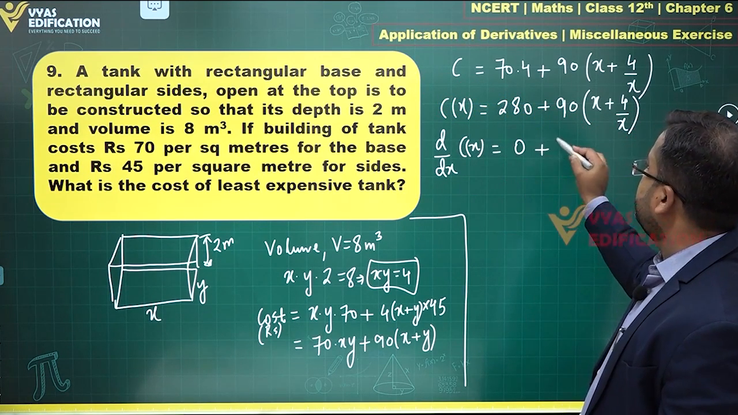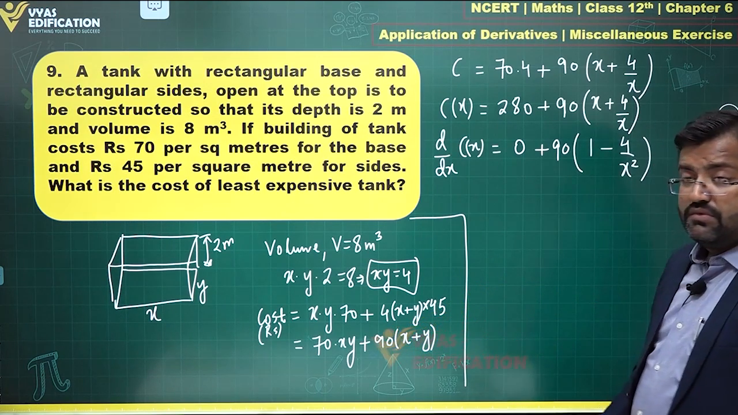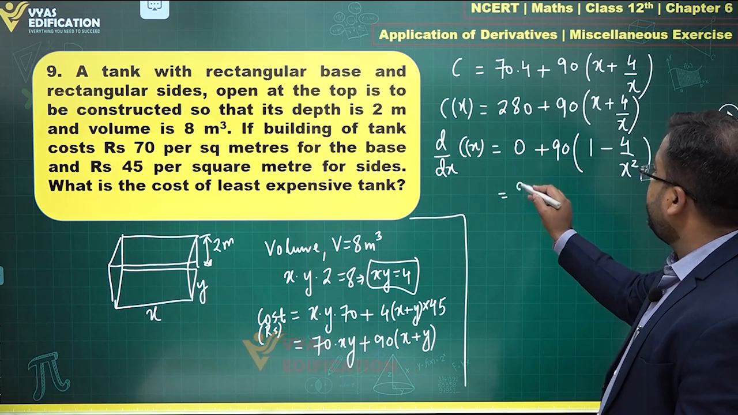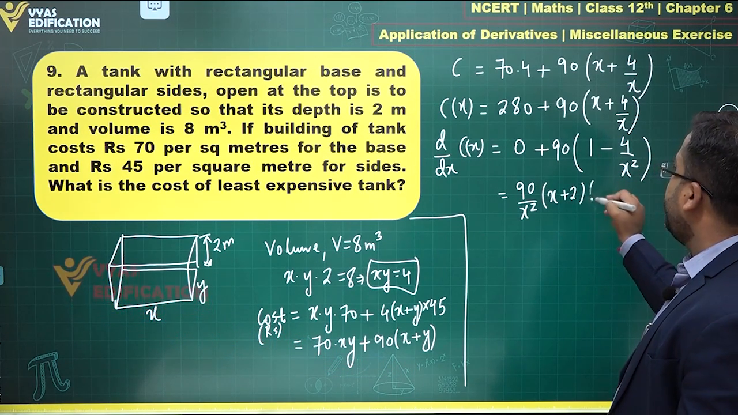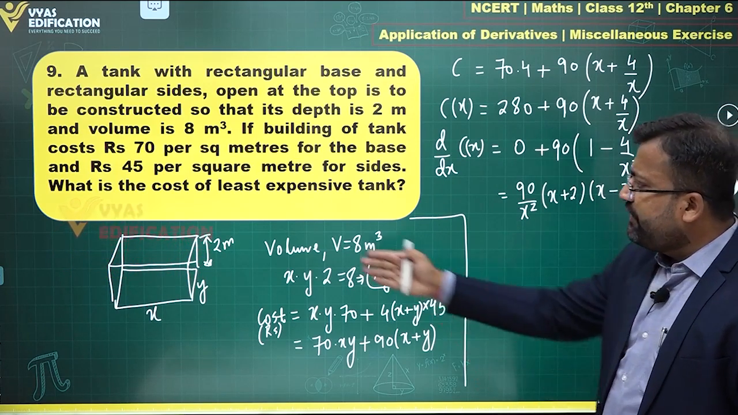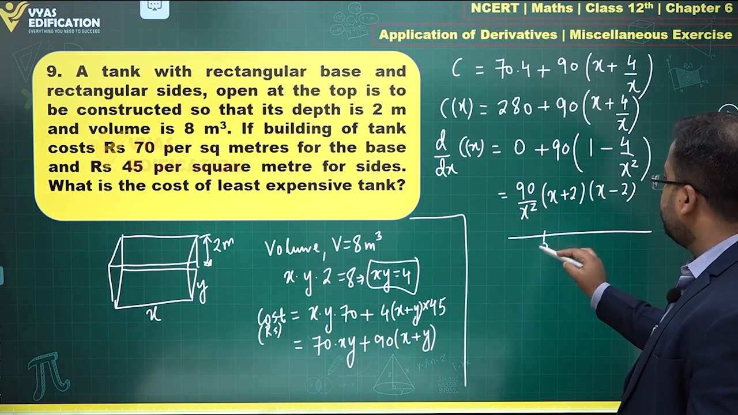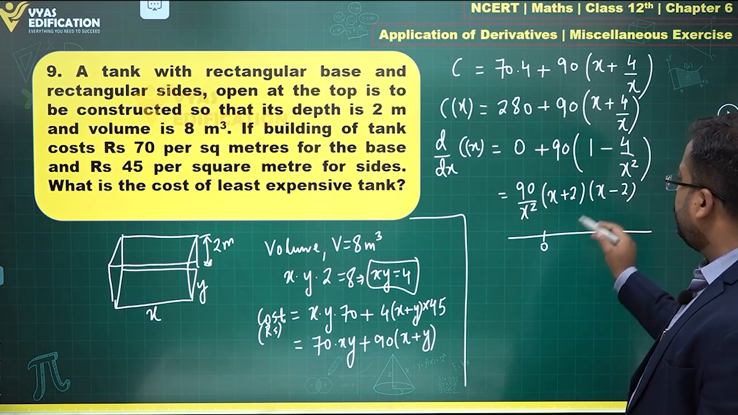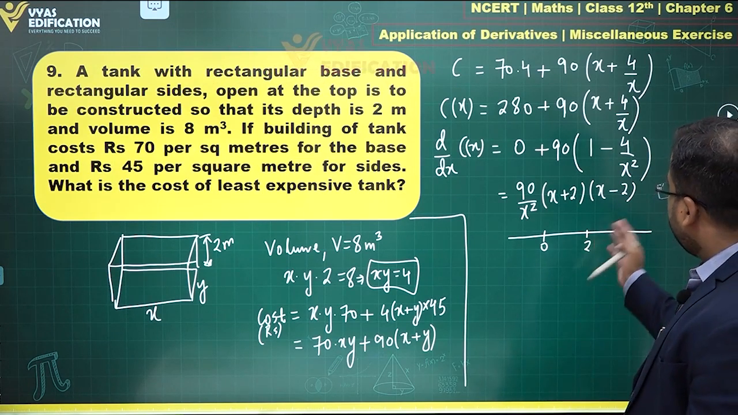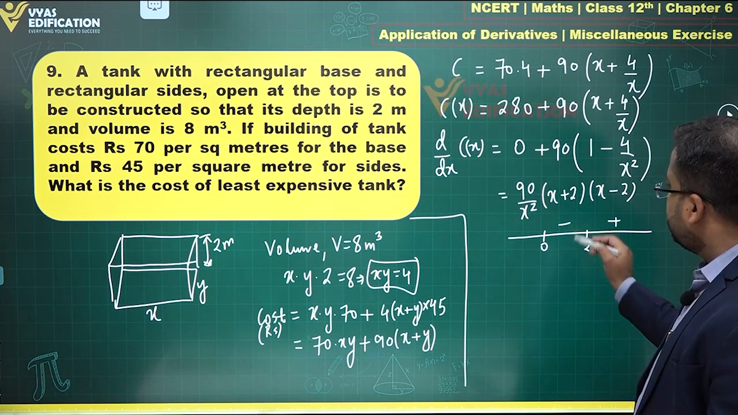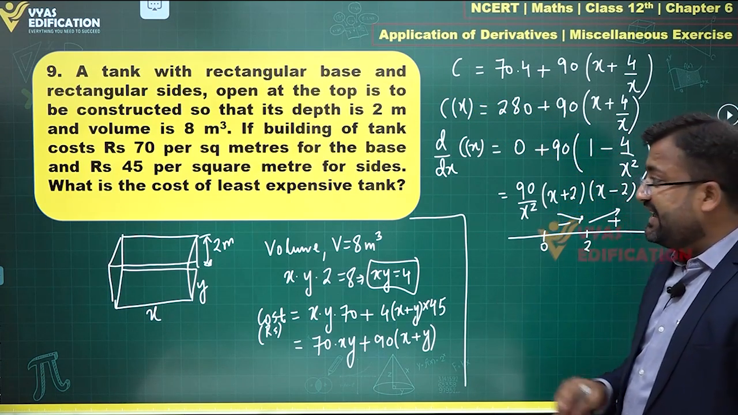This is 0 plus 90 times 1 minus 4 upon x square. This will simplify into 90 upon x square times x square minus 4, which is x plus 2, x minus 2. The value of x, as you can clearly observe, cannot be negative, so we'll have to analyze beyond 0. The critical points are 2, minus 2 and 0 for that matter. Beyond 2, this is all positive. Before 2, this is negative. The cost function decreases and then increases.